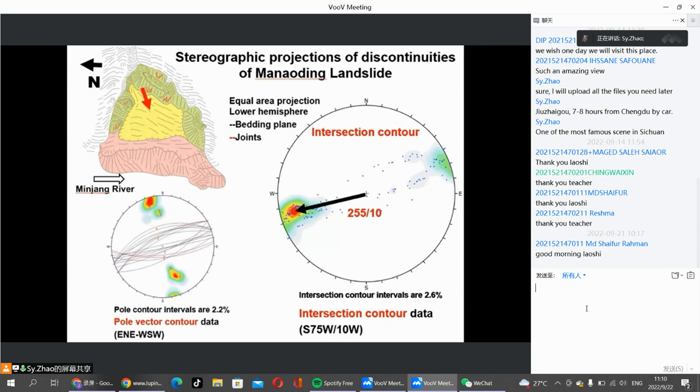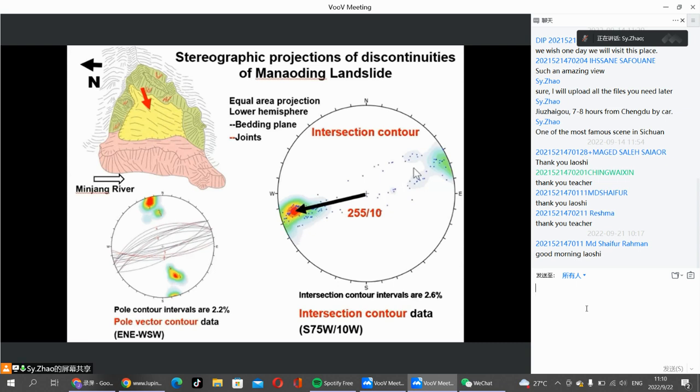The pole vectors show the bedding and the joints along the northeast to southwest, and the contours of the structural intersections suggest the axis dips 10 degrees towards the WSW. It means southwest to west.